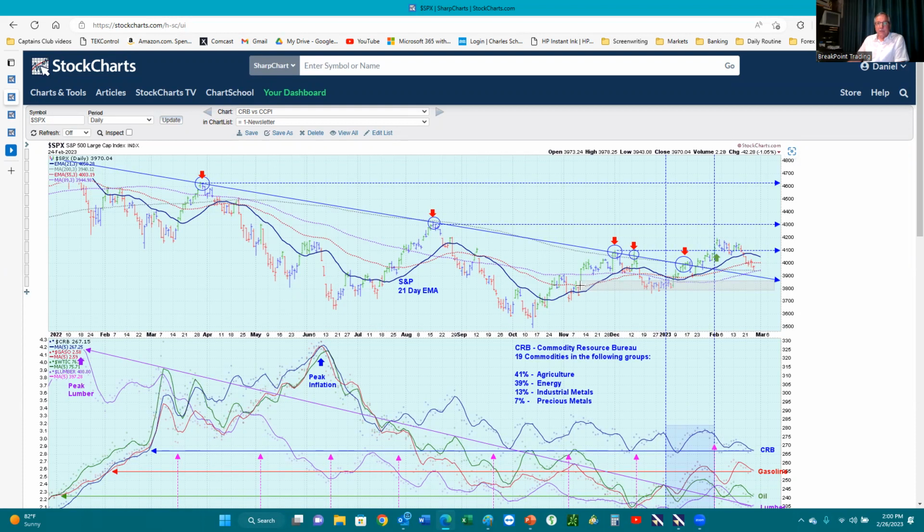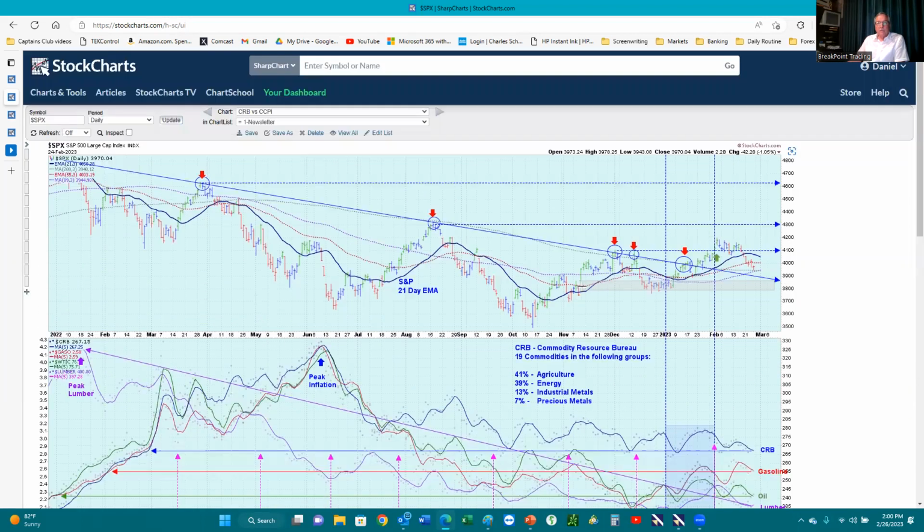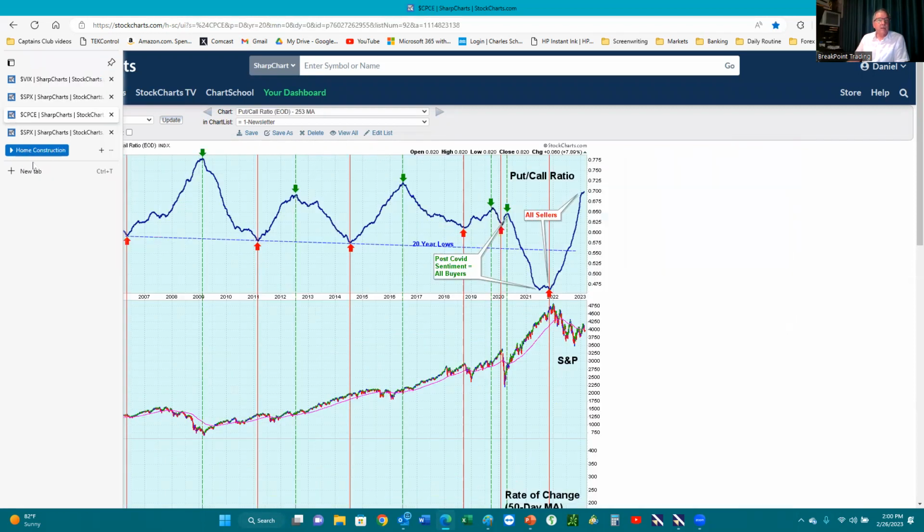So this is the gap that was left way back here in November. We came down and closed the gap right here in December, and we may come back down to the top of that gap once again. So we'll see what happens, but I think we might have a little bit more pain before the market starts to take off.